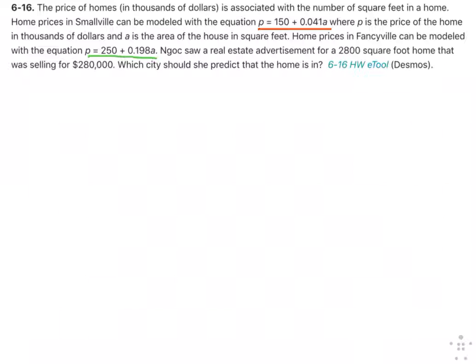So then the person saw an advertisement for a 2,800 square foot home, which is the area in the formulas. And it was selling for 280,000, which is the P. They're asking which city do you think it's from? So we could use each formula to figure out what the price estimate would be, and then see which one's closer. So let's do Smallville first.